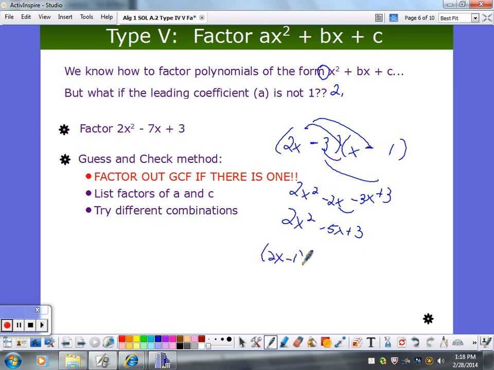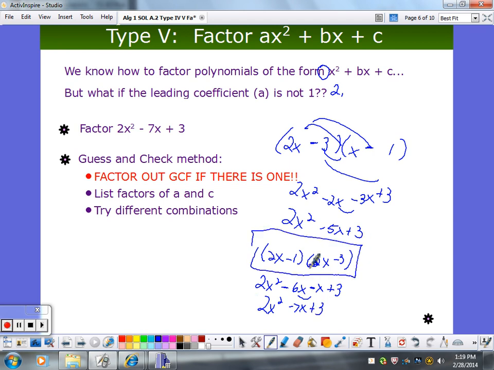The only other guess I have in this situation is if I switch the 1 and the 3. So I switch them over, and whoops, that's just an x, sorry. So I get 2x squared, 2x times negative 3 is negative 6x, negative 1 times 6x is negative x, and negative 1 times negative 3 is a positive 3. I combine those guys, and now did I guess right? No. So I guess this is how you factor. That's the guess and check method.